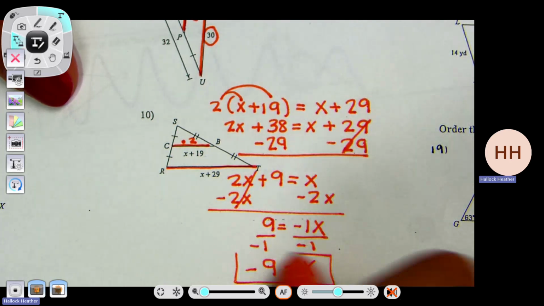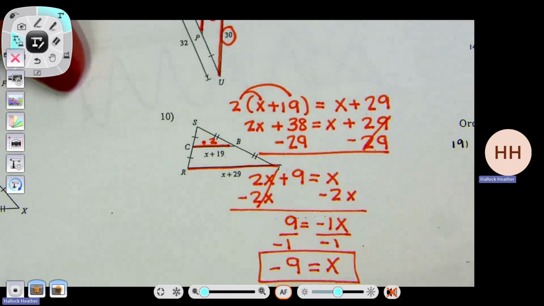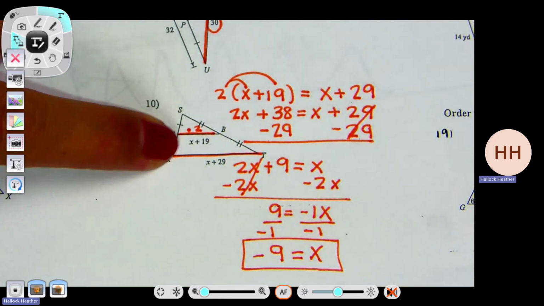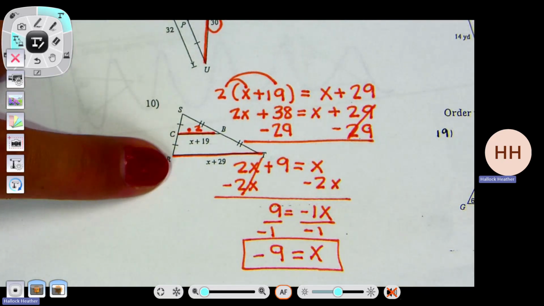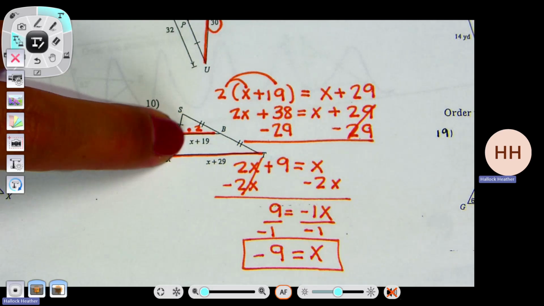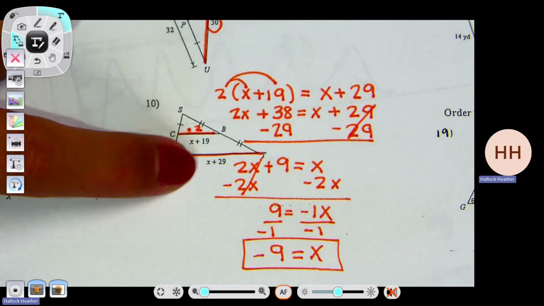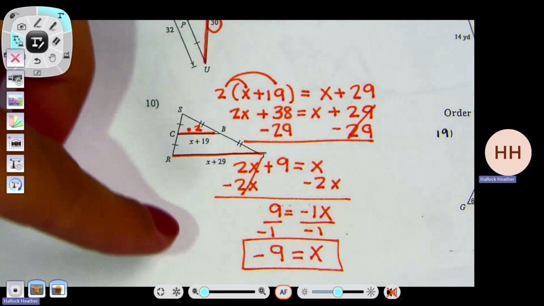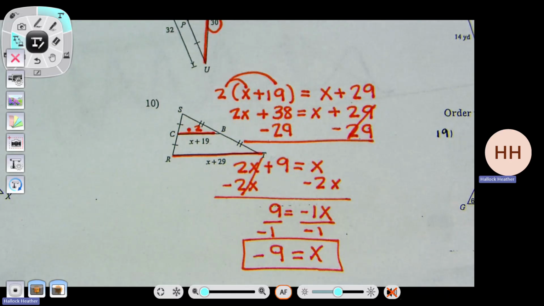So x can technically be negative. People freak out when they get negatives. X can be negative, but in geometry, when you plug it back into something, this would never be negative because it represents a distance. So if I plug it back in, the mid segment would technically be 10. This one would be 20. So the x value can be negative, but the lengths plugged back in can never be negative. So don't freak out if you get a negative. This one just says solve for x, so you don't have to plug it back in. So x is just negative 9.